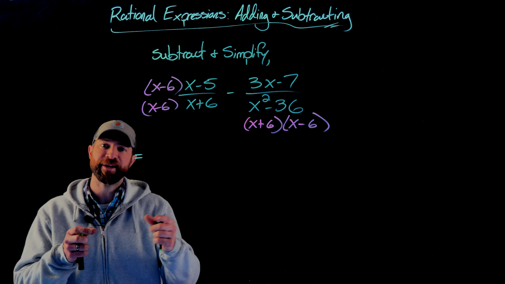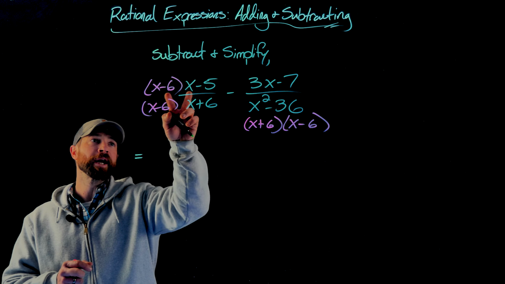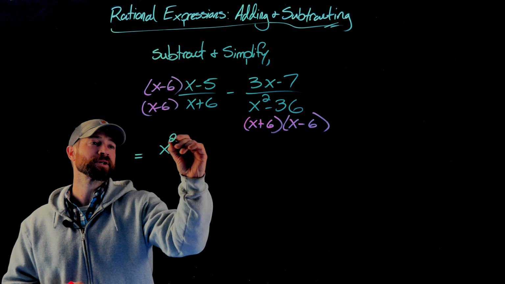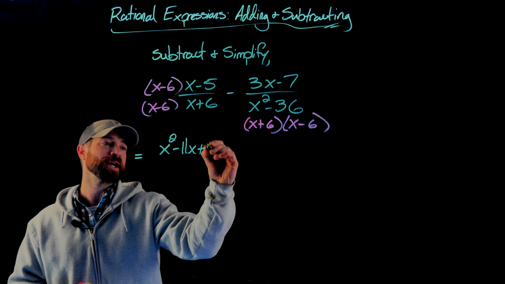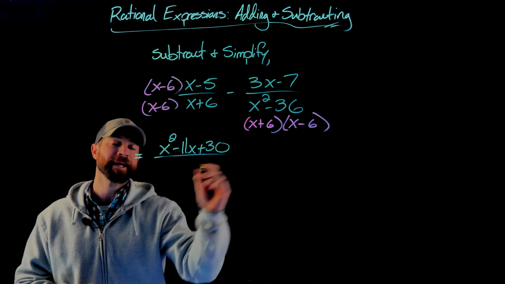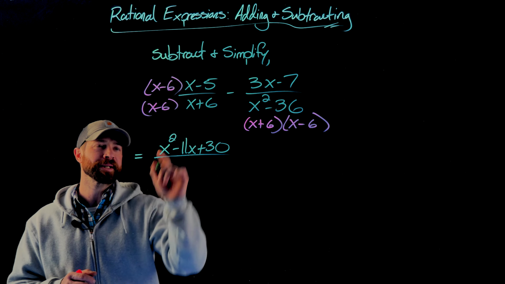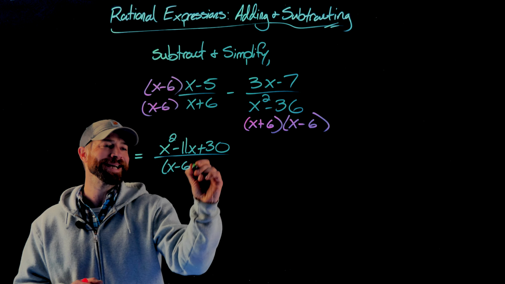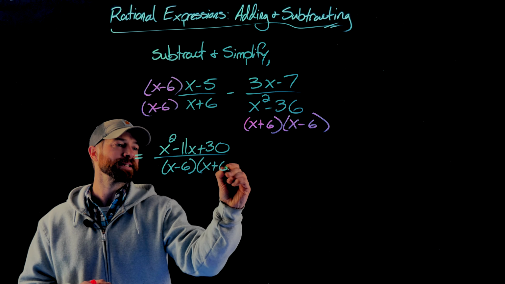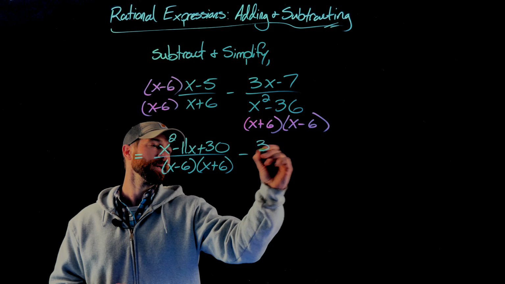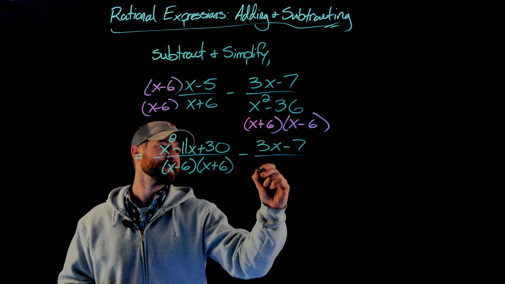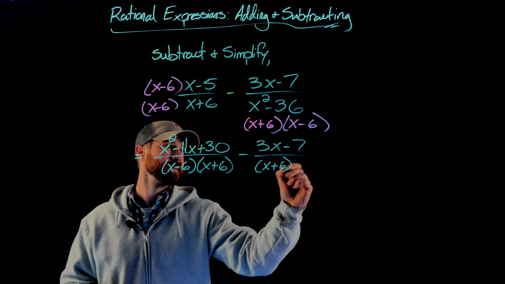What I'm going to do now is multiply the numerator. Important, these are two binomials. I need to FOIL this out. When I multiply this out, I'll get x squared minus 11x plus 30. In the denominator, I'm not actually going to multiply them out this time. I'm just going to write it as x minus 6 times x plus 6. Nothing happens over here in this second fraction.